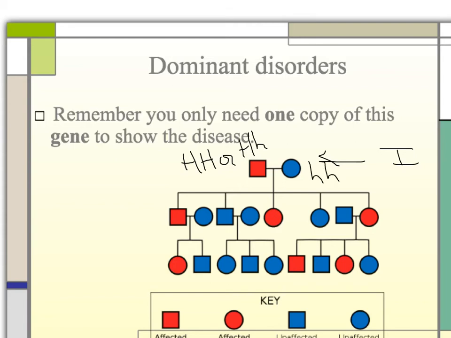We know this because she doesn't have the disorder, and this is the only way you will not have the disorder. So you can kind of go through, and you know all the blue squares and circles are going to be little h, little h. It's the only way they can be normal.